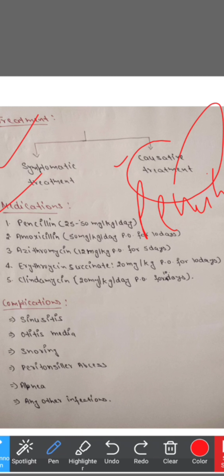And next is peritonsillar abscess. In peritonsillar abscess, neck pain, fever, and lymphadenopathy will occur. If a patient suffers from the peritonsillar abscess, then such types of symptoms will occur. And next is apnea. Patients may feel breathing difficulty when apnea occurs. And any other infections may be present due to the tonsillitis. So this is all about the tonsillitis.